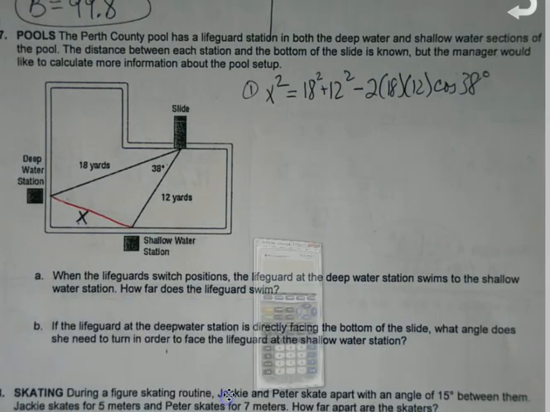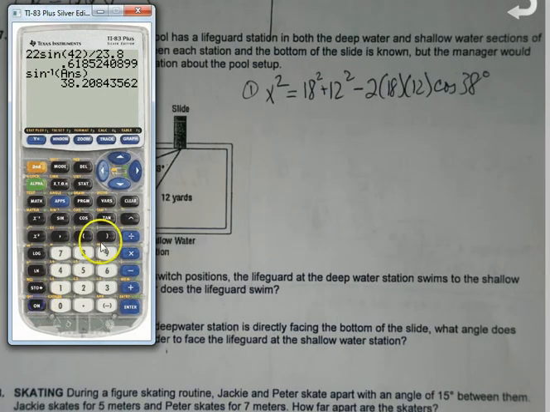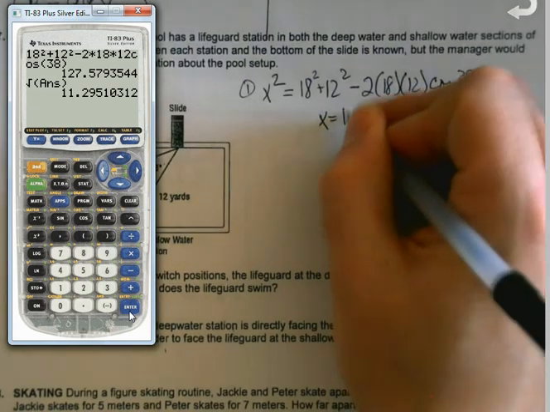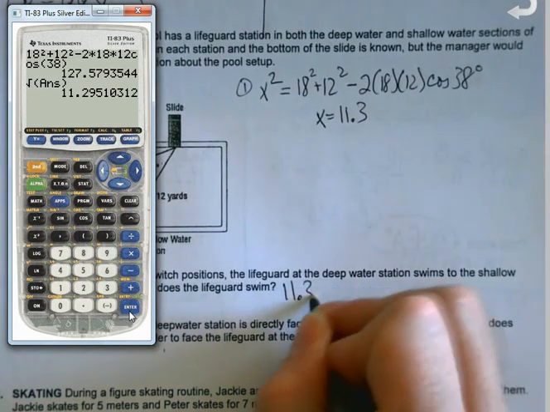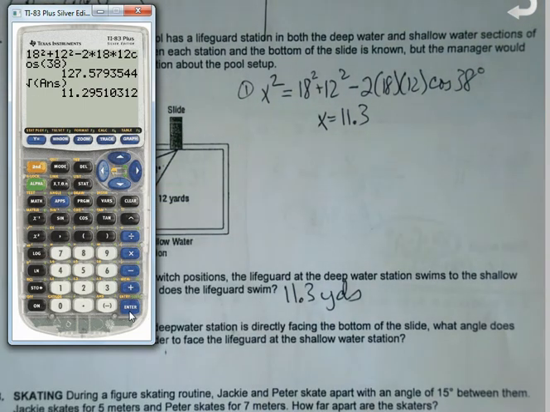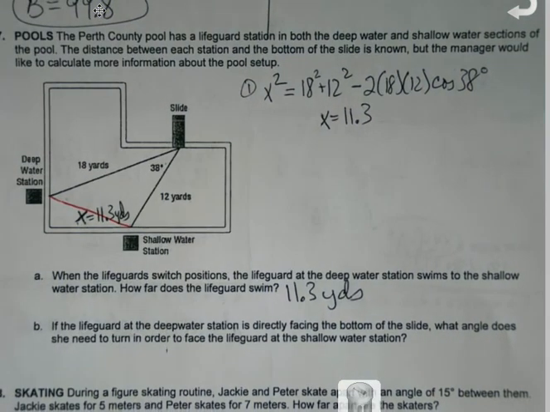So, back to the calculator we go. And we're going to need the square root of that. So, it looks like it's about 11.3 yards from the deep end to the shallow end.